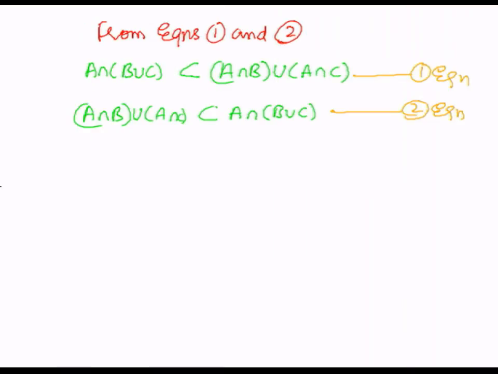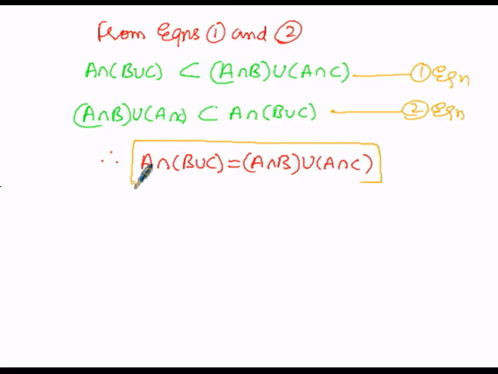From these two conditions it is clear that LHS, A intersection of B union C, is the subset of RHS, A intersection B union A intersection C. Then in the second case the RHS is the subset of LHS. Since LHS is the subset of RHS and vice versa, therefore LHS and RHS must be equal. So A intersection of B union C is equal to A intersection B union A intersection C. In this manner we have proved the second law of the distributive.